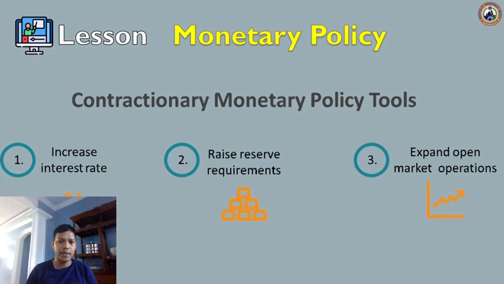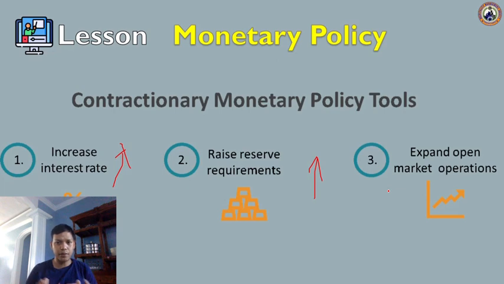So, contractionary monetary policy is a tool of increasing interest rates and slowing the growth of the money supply. Okay, so this is one of the tools of the government. They will increase the rates, raise the reserve requirements, and expand open market operations. Again, they will increase the interest rates and slow the growth of the money supply.